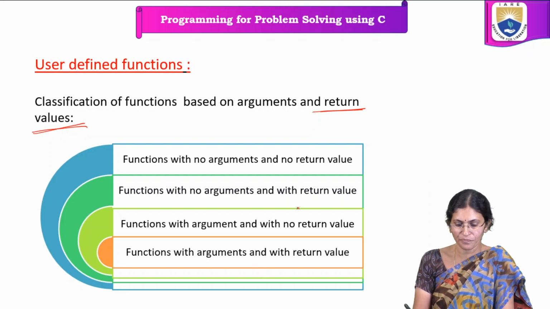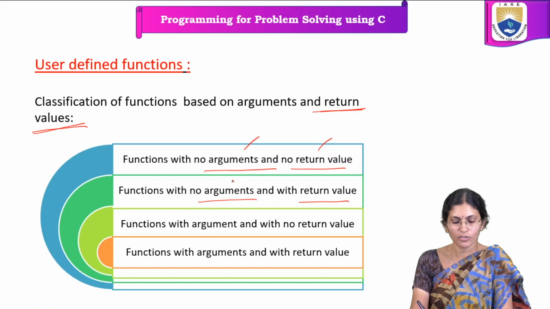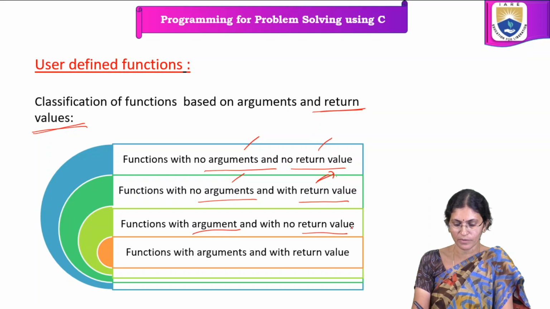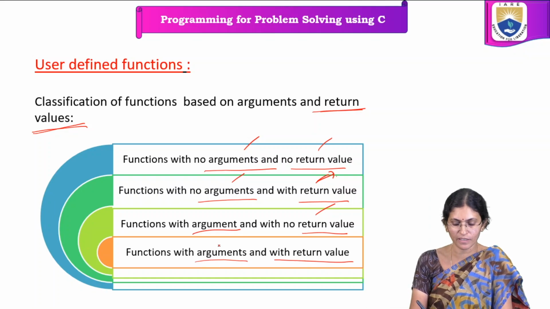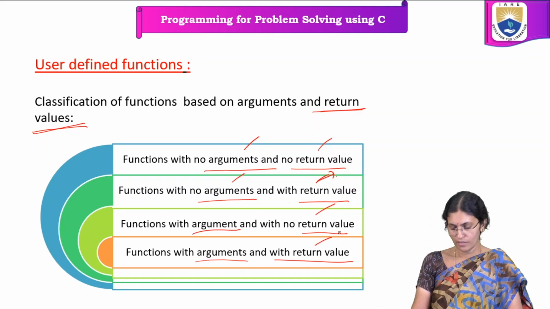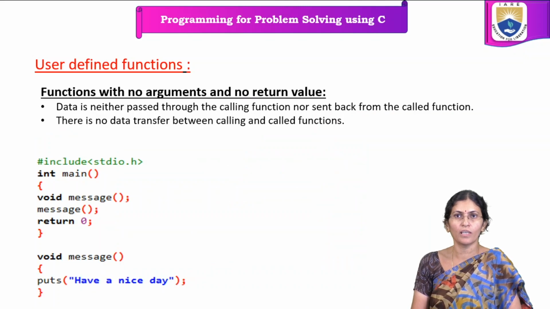Function with no arguments and no return value: it does not take any input and it does not return anything. Function with no arguments and with return value: it does not take any input and it returns some value to the calling function. Function with arguments and no return value: it takes the inputs, but it does not return anything to the calling function. Function with arguments and with return value: it takes the inputs and it returns something to the calling function.